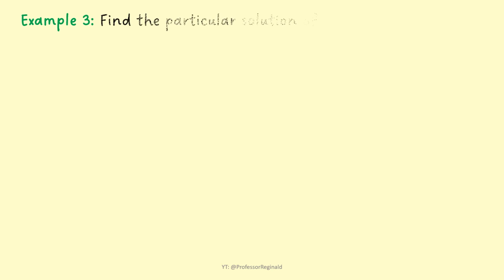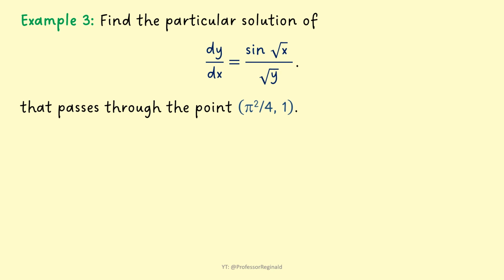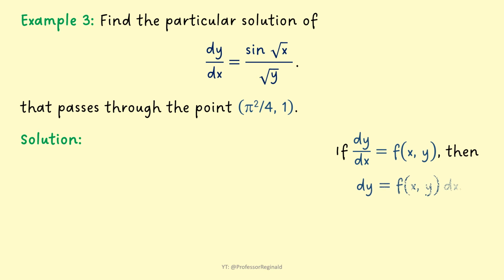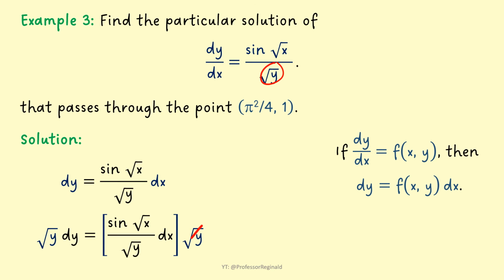Example 3. Find the particular solution of the differential equation that passes through the point. Solution. Write each side of the equation in terms of just one variable. Use the definition of a differential. Because the factor we want to separate is in the denominator, multiply the whole equation by that factor. Because each side of the equation is in one variable, integrate both sides of the equation.